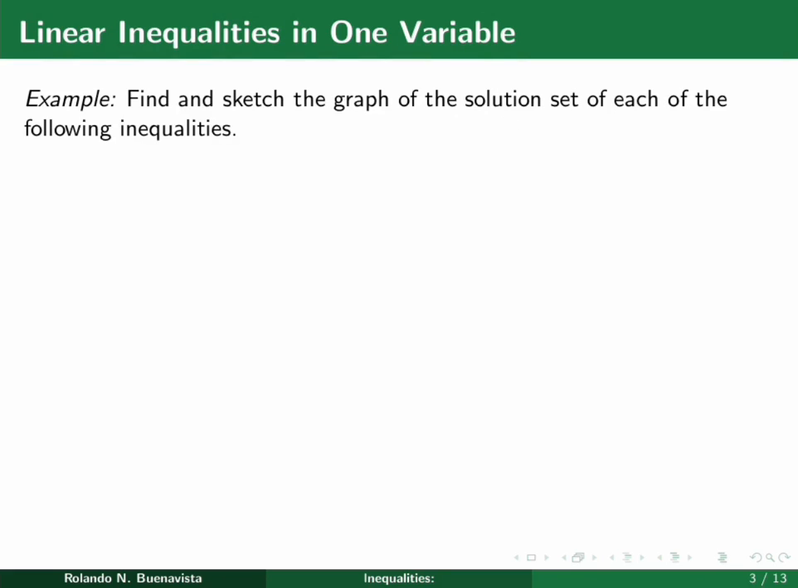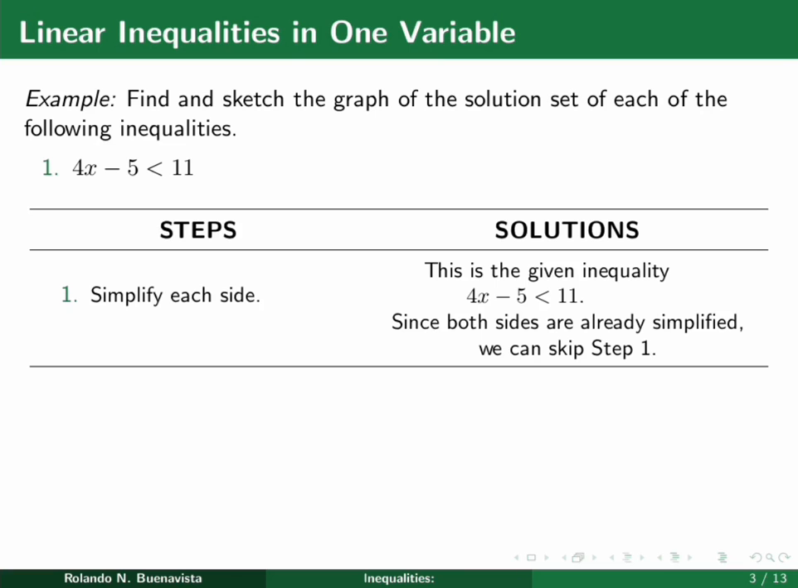Find and sketch the graph of the solution set of each of the following inequalities. Number 1, we have positive 4x minus 5 less than 11. So to solve this given inequality, we just need to apply the steps in solving linear inequalities in one variable. The first step is to simplify each side of the inequality. Observe that our given inequality is already in simplified form, so we can directly skip step 1.